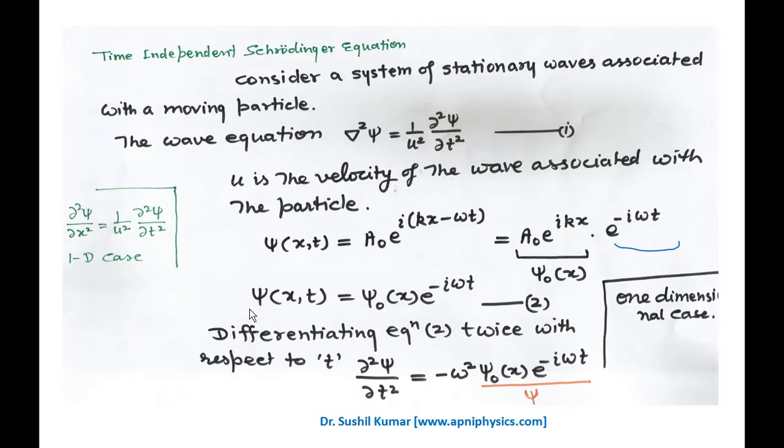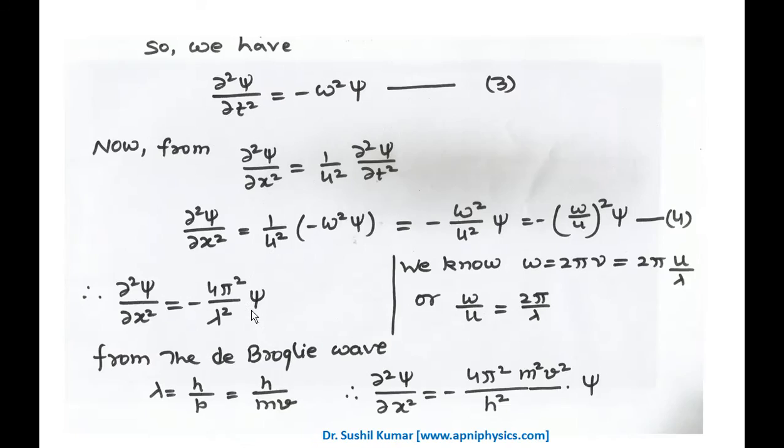First of all, what I did was define the wave function, and now d2 psi upon dt square is equal to minus omega square psi. That value I am putting in this equation. So d2 psi upon dx square is equal to 1 upon u square times minus omega square psi.